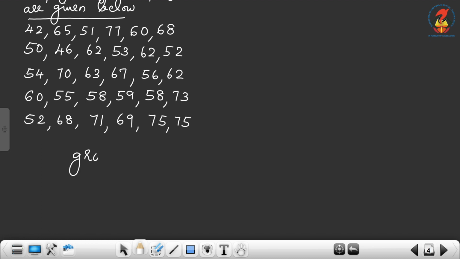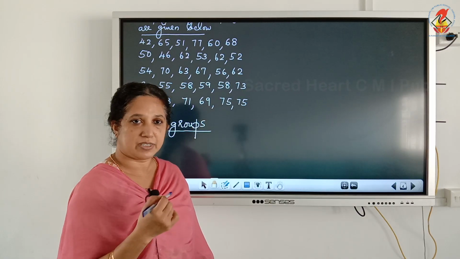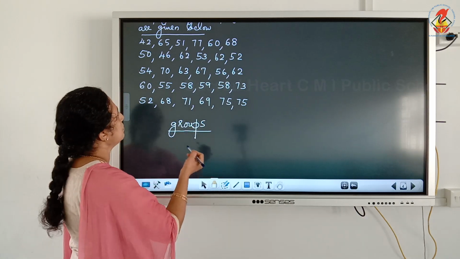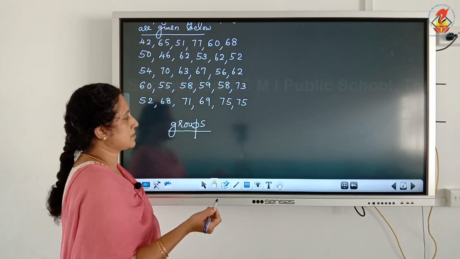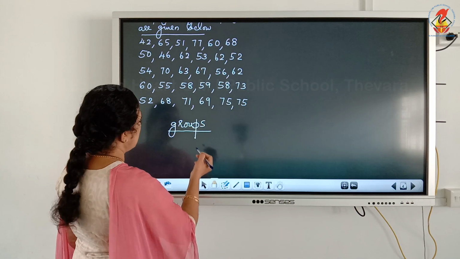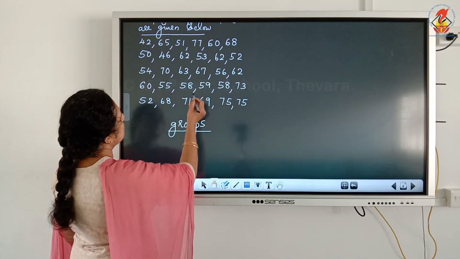We have to make groups. That means the data should be divided into different groups. Now we can look into how we can make it into different groups. So for that purpose, first of all you find out the lowest observation.